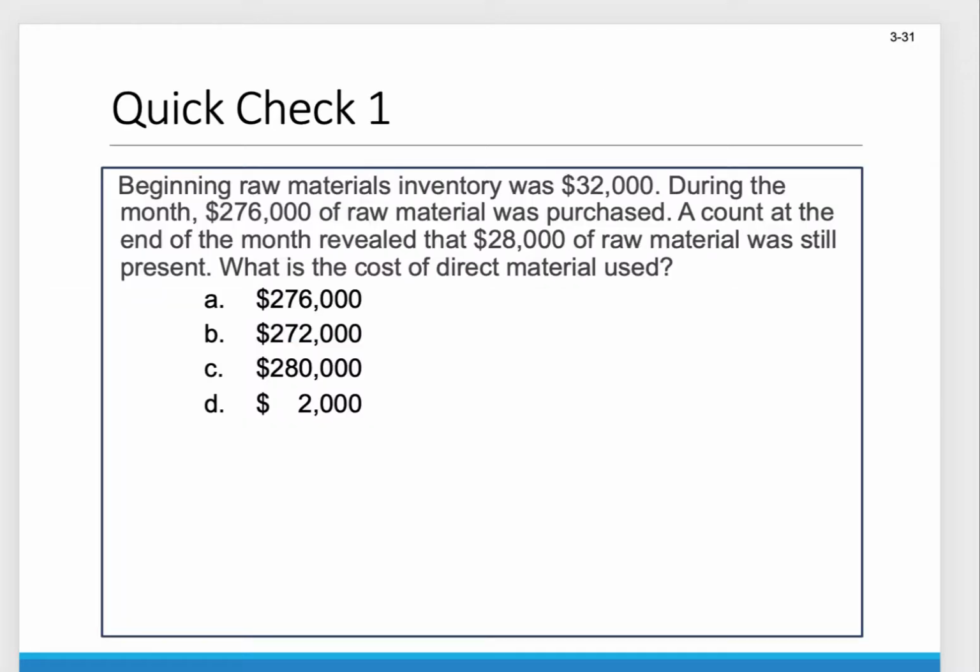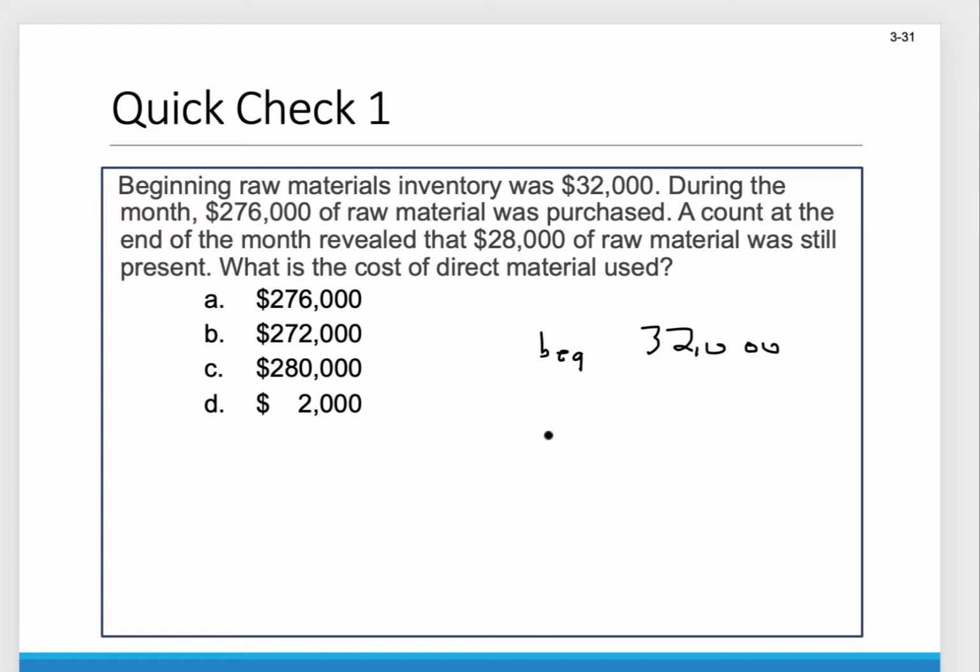But okay, let's try a quick check. So this isn't too bad. We need to figure out what is the cost of direct materials used? Okay, so let's read through the problem. Beginning raw materials inventory account, oh, that's our beginning, is worth $32,000. Okay, beginning, $32,000.